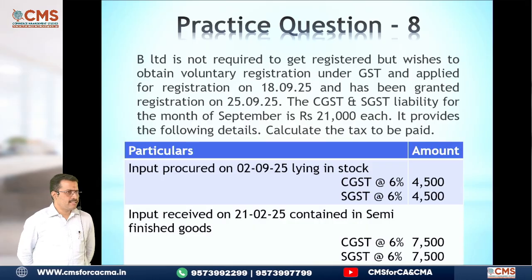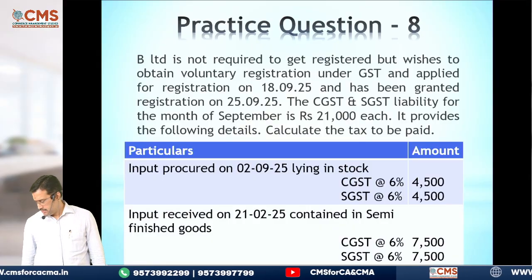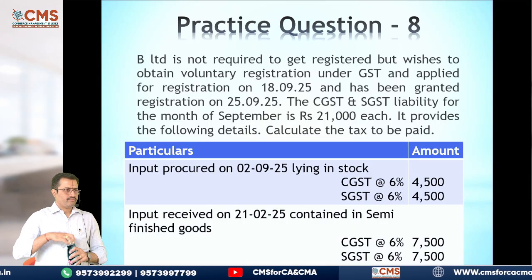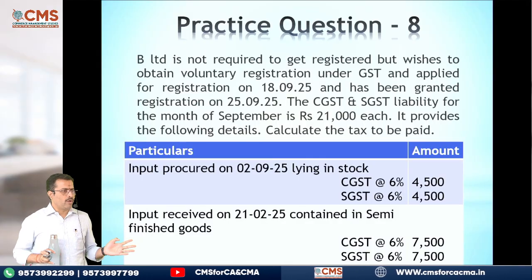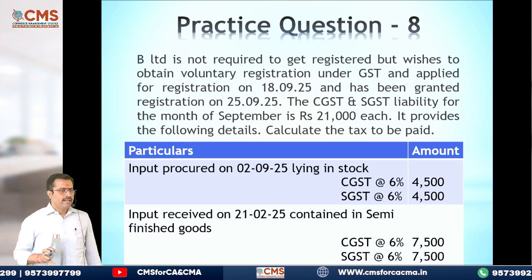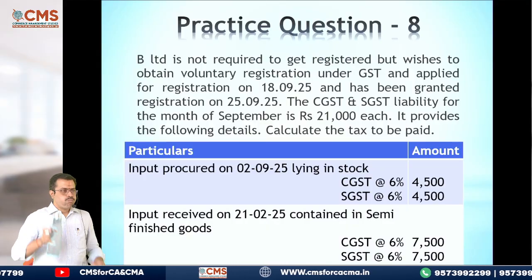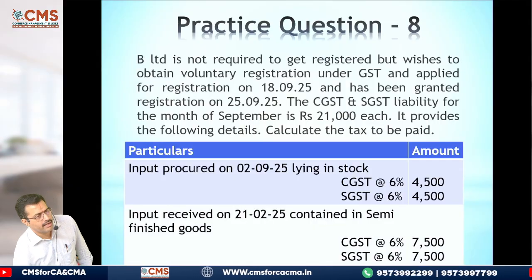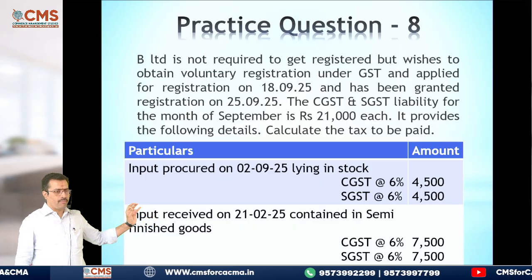Chalo, output tax liability. How much output tax he told? 21,000 each. Fill up 21,000, 21,000. Less input tax. Now what all input taxes are there? First one available 4,500. Yes, you can put it in calculator.